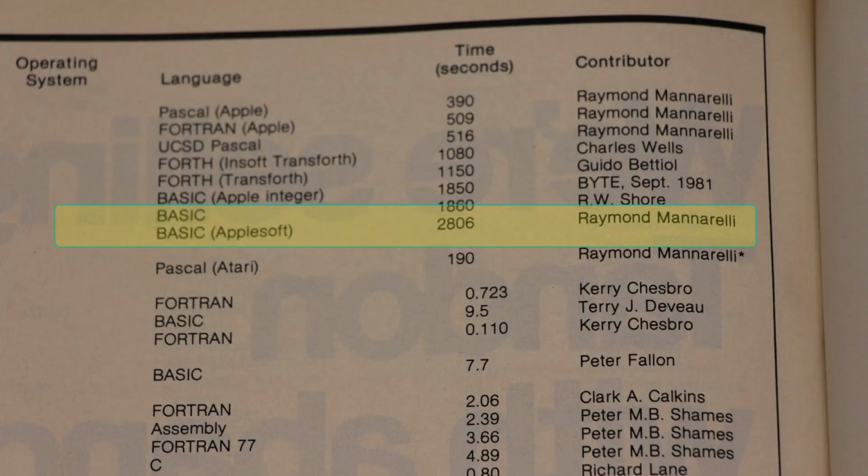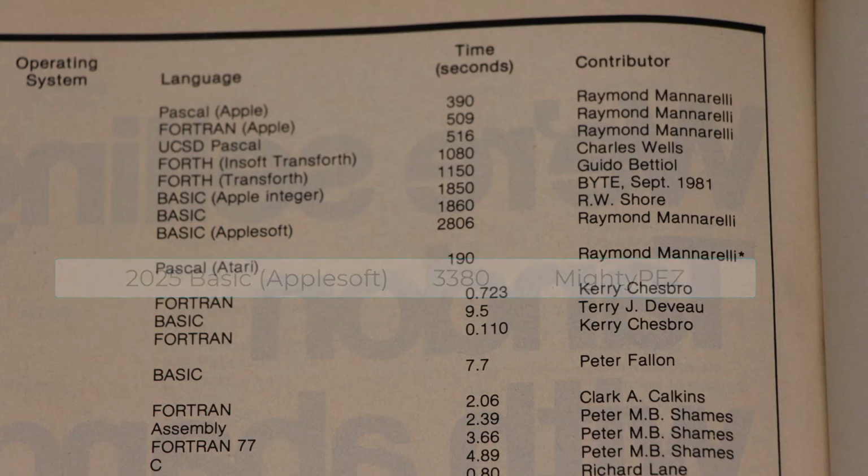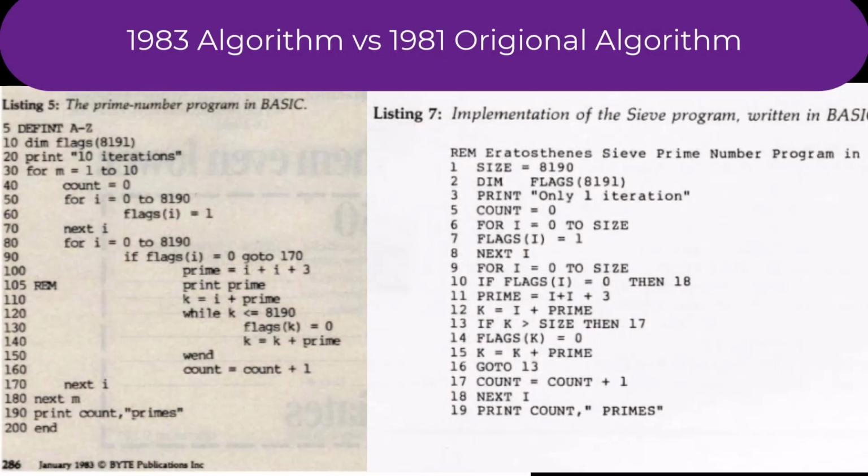The article reported a runtime for 10 iterations at 2,806 seconds. Our observed runtime of 5 minutes and 38 seconds would have resulted in a 10 iteration runtime of 3,380 seconds, 574 seconds slower, or 57 seconds per iteration. So what gives? Did my decades-old 2E slow down?